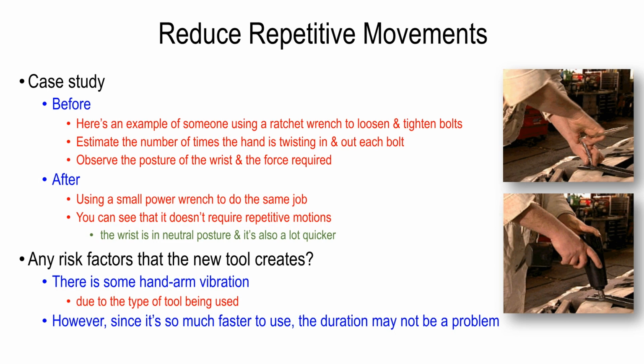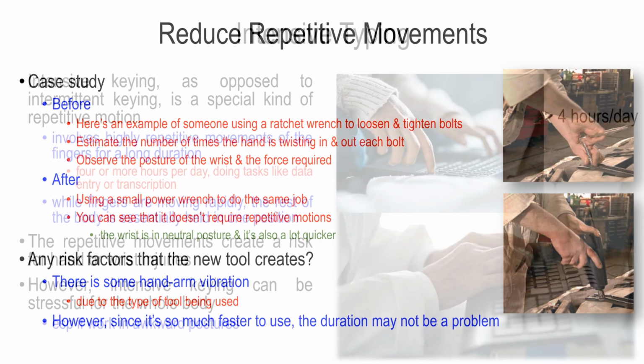To reduce repetitive movements, consider this case study. Before, using a ratchet wrench to loosen and tighten bolts involves repetitive hand twisting, awkward wrist posture, and required force. After, using a small power wrench eliminates repetitive motion and maintains a neutral wrist posture, saving time.